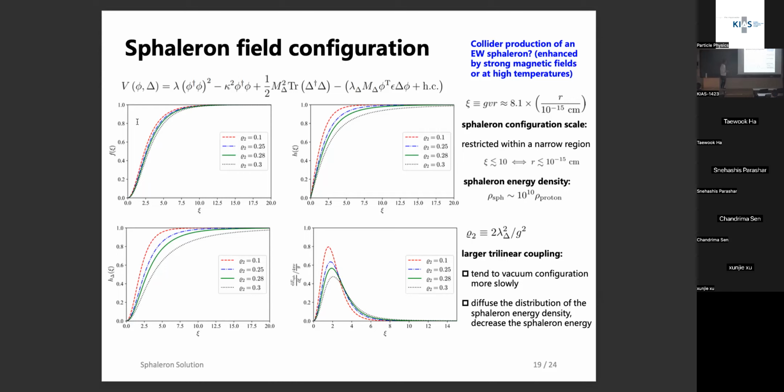Okay. Now we take a look at this parameter ρ2, which is proportional to the trilinear coupling between the doublet and the triplet. You can see from these 4 figures that if we enlarge the ρ2 parameter, all of the profile functions will tend to the vacuum configuration more slowly. In addition, a larger trilinear coupling will diffuse the distribution of the Sphaleron energy and decrease the total energy of the Sphaleron.